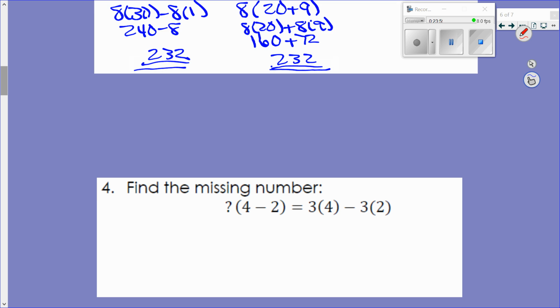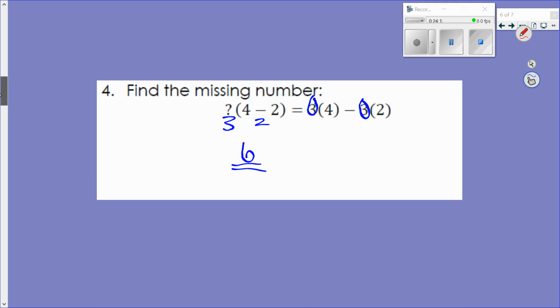This was easy, 30 seconds. I know. Should have been very easy. The number I see on the outside is 3. 3 times 2 is 6. I got 6 too. Our next one.